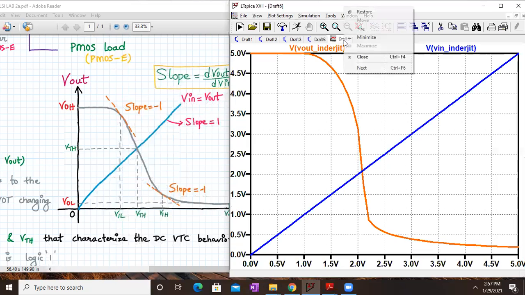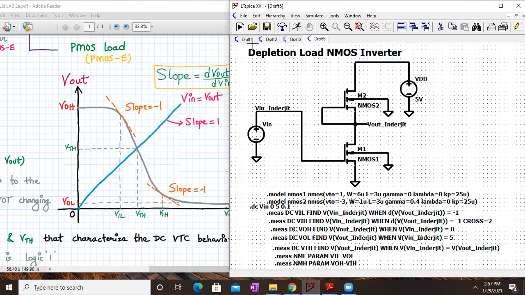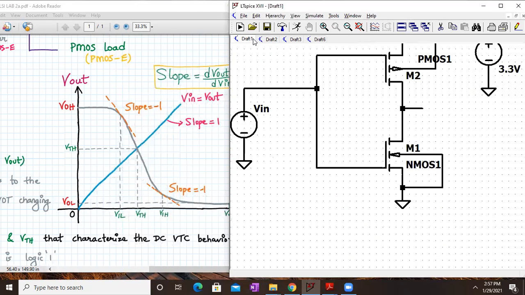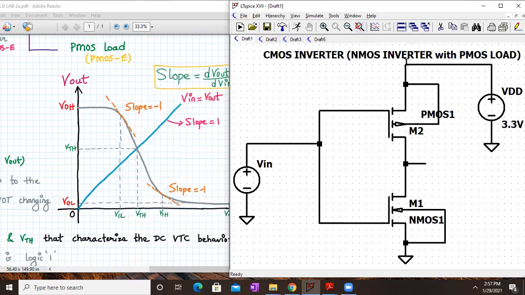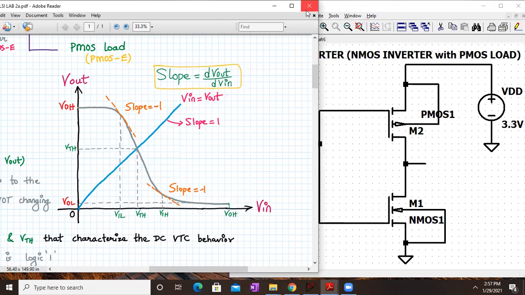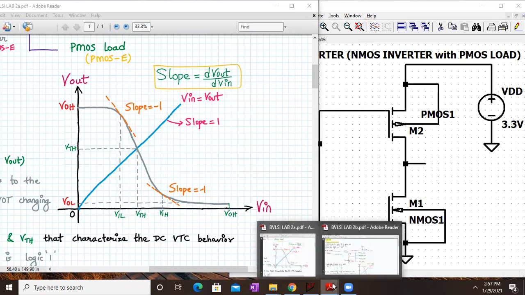Okay, so now we have very little time. We have around 5 minutes. Let's quickly go to the CMOS inverter. Okay, so if we quickly go to the CMOS inverter, here it is. So we have to select the upper load as now PMOS. So for the CMOS inverter, I guess I have to open the other PDF.